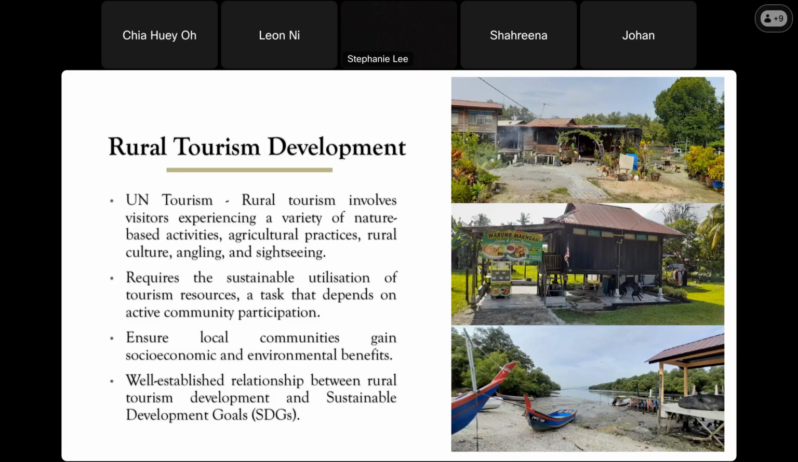Okay, so to achieve these goals, it necessitates the sustainable utilization of tourism resources, which is a task that depends on active community participation. Tourism development should not only harness the potential of resources, but also ensure the local communities gain social, economic, and environmental benefits. Hence, the relationship between rural tourism development and SDGs is well established.